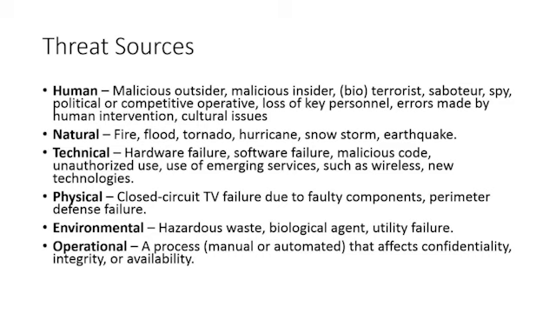We can have human threat sources. We hear about these all the time, the data breaches. This could be a malicious insider or malicious outsider. Could be a terrorist, a spy, a political or competitive operative. Loss of key personnel, errors made by human intervention. Again, that's unintentional. Could be cultural issues as well. So we could have lots of different types of human threat sources, right? That is a human taking advantage of our vulnerability.